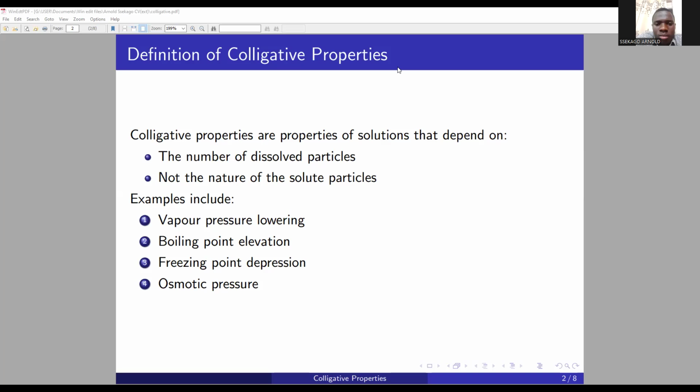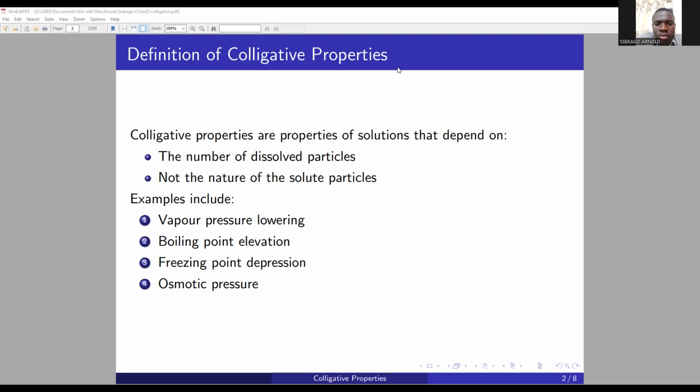Now, there is one who requested me to briefly comment on colligative properties, and I am here to comment on them briefly, as she asked. So a brief about colligative properties. By colligative properties, what do we mean?